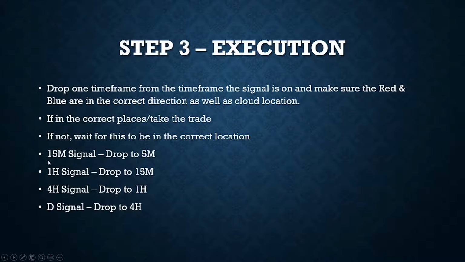So for your 15-minute signals, your step 3, your execution piece, will be done on the 5-minute time frame. For your 1 hour signals, your execution piece will be dropped to the 15-minute time frame. For your 4 hour signals, your execution piece will be dropped to the 1 hour time frame, and for your daily signals, your execution piece will be dropped to the 4 hour time frame. So let's go back to the chart and take a look.